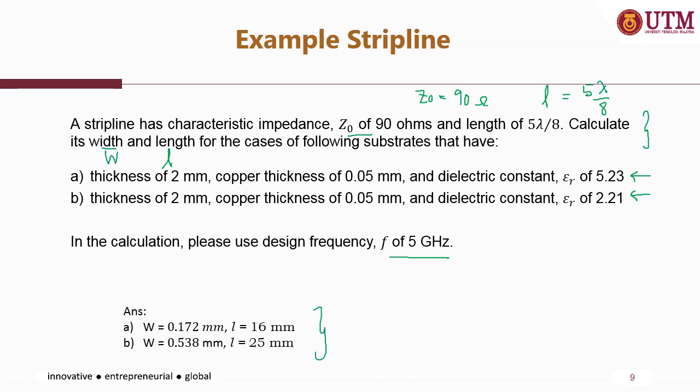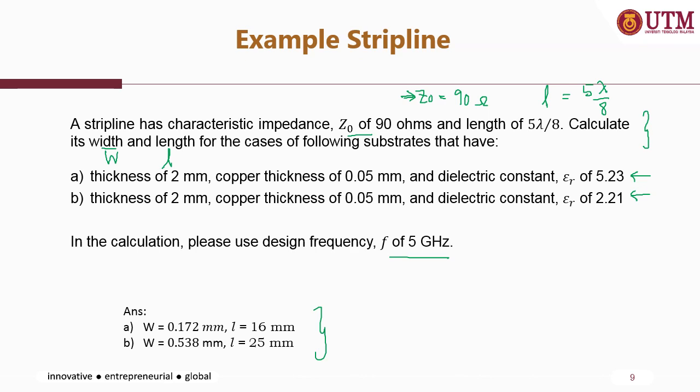Okay, let's look at an example of a strip line. So a strip line has characteristic impedance of Z0 equal to 90, and the length of 5 lambda over 8. Calculate the width and the length for the case of the following substrates. These are the general criteria of the strip line.